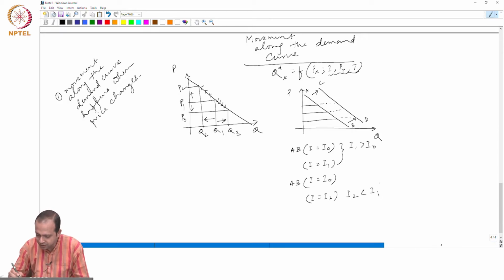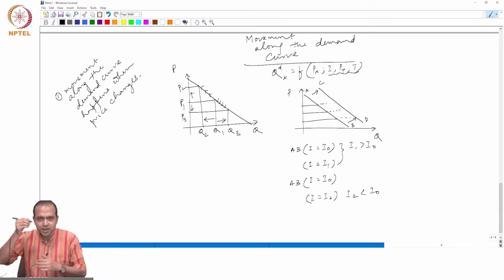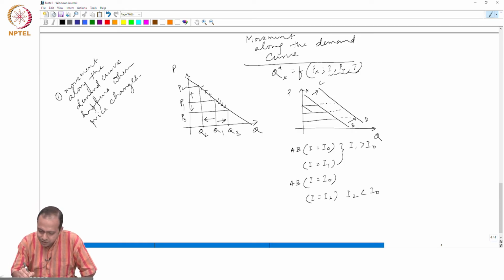I2 is less than I0, what you initially have. So, what will happen? For each price, consumer would be able to buy less amount. So, demand curve will shift rightward. Let us say this is A, B, C, D, and let us say this is E, F.